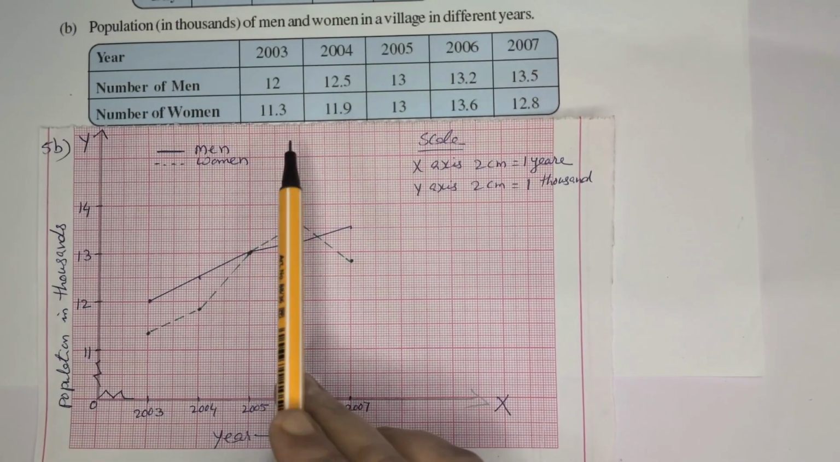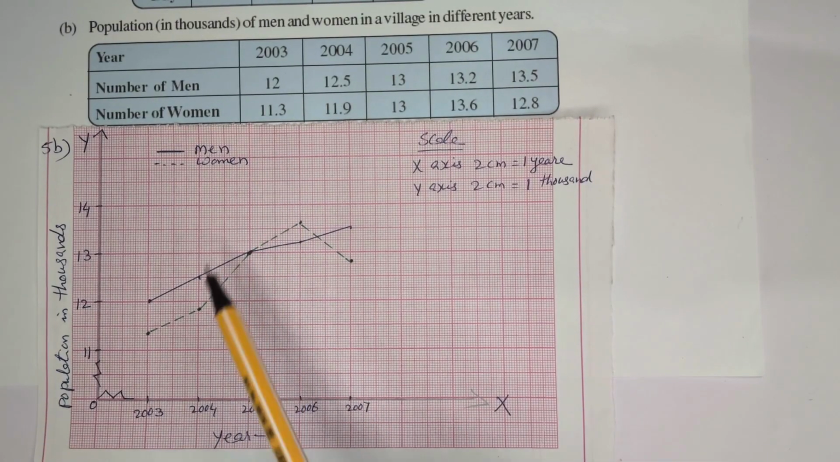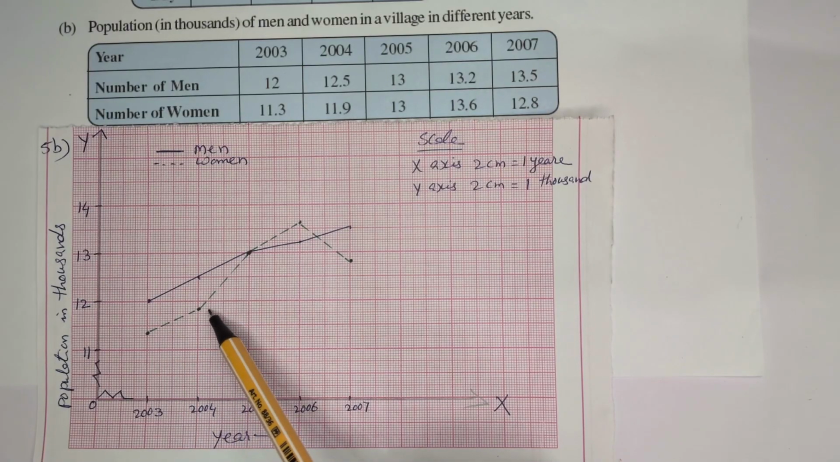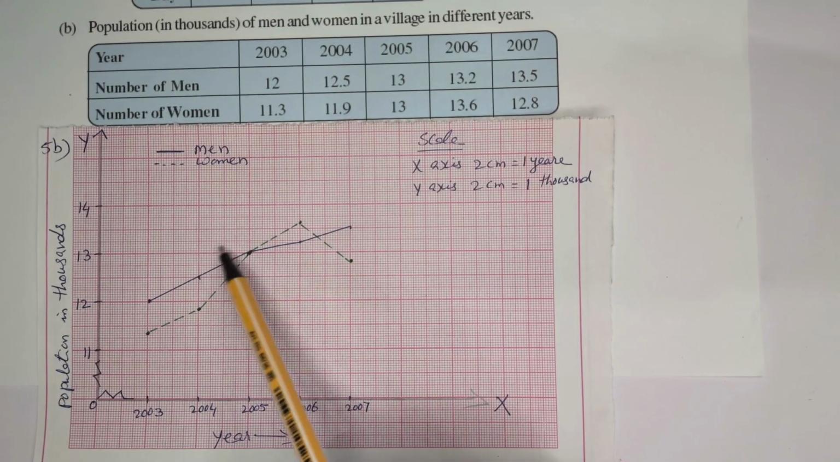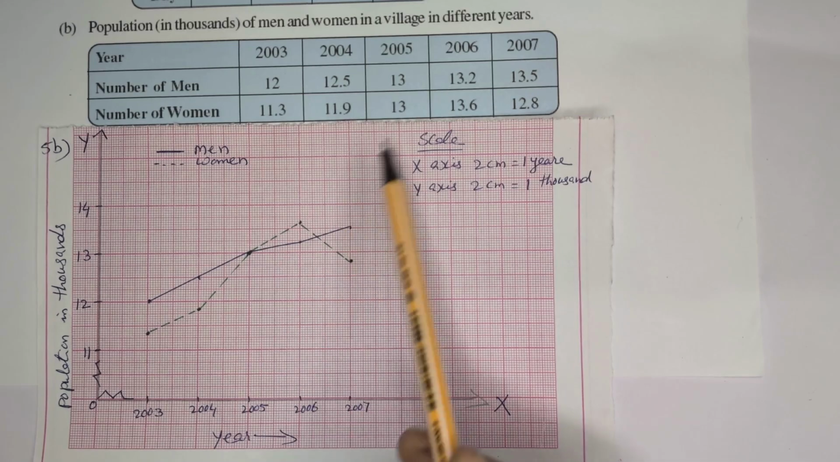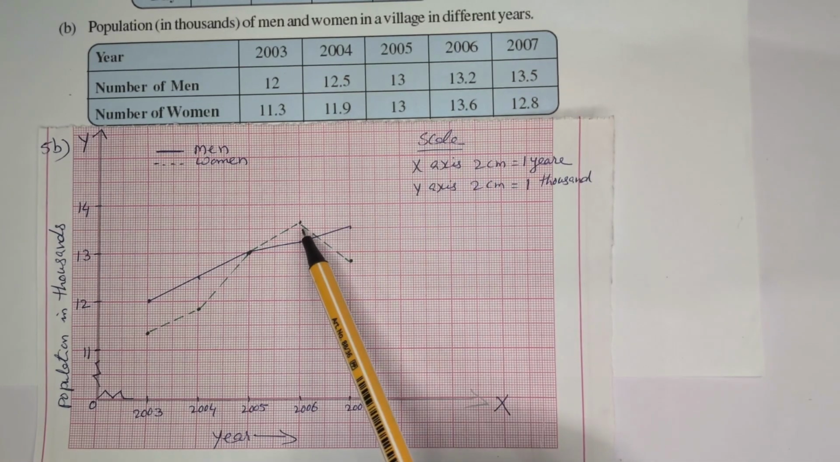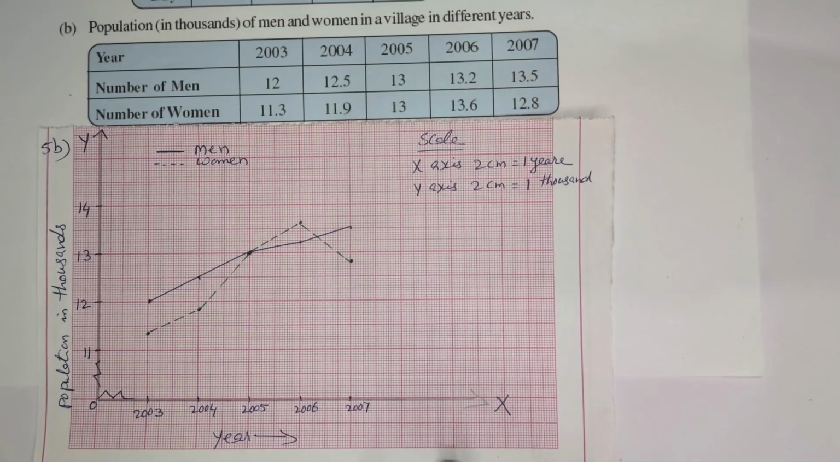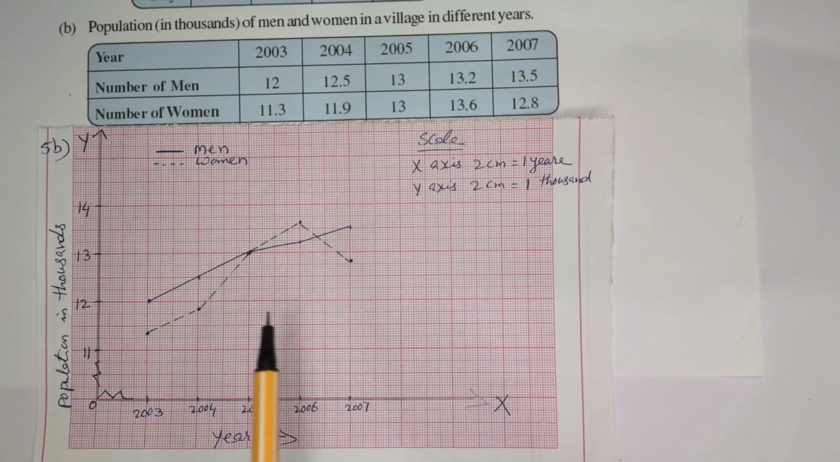In the same way for women we can mark the points. 2003, 11.3, then 11.9, 13, where both coincide, and 13.6, 12.8, drawn with the dotted line. This is the linear graph representing the given table.